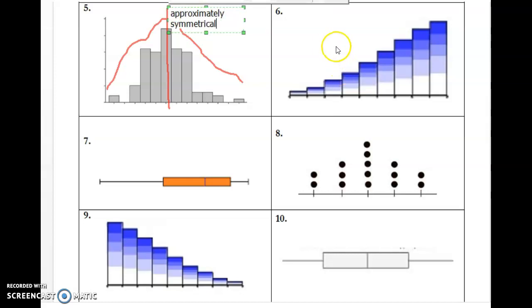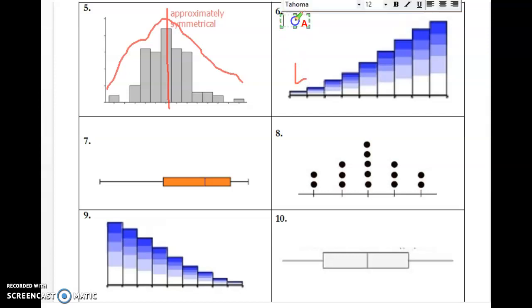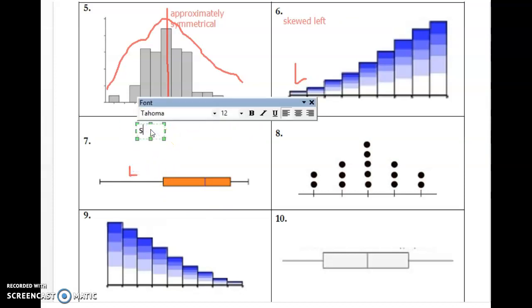Okay. Next one. This starts high and goes low. The tail is on the left side. So we would call this skewed left. Okay, next one, number 7. The tail again is on the left side. So we would call this skewed left.